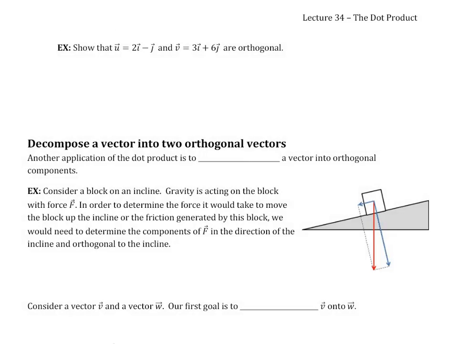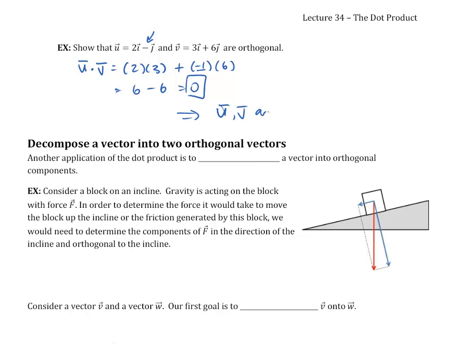We can demonstrate that two vectors are orthogonal by simply taking their dot product. So u dot v in this case would be 2 times 3 plus negative 1 times 6, right? Because the y component is -1. That's where I got this right here. So you get 6 minus 6, which is 0. Done, which means u and v are orthogonal.